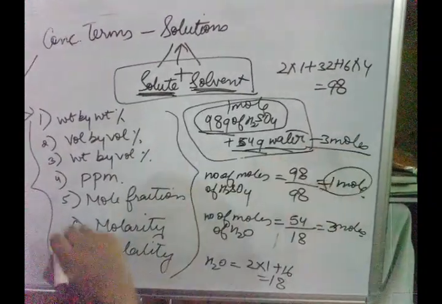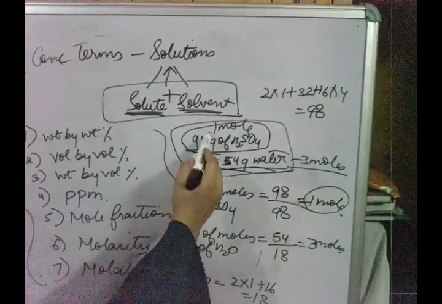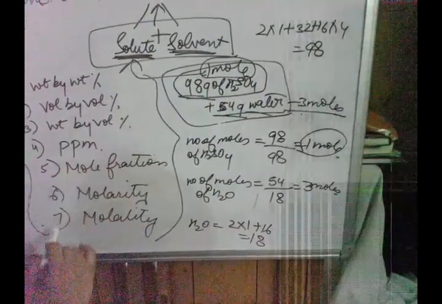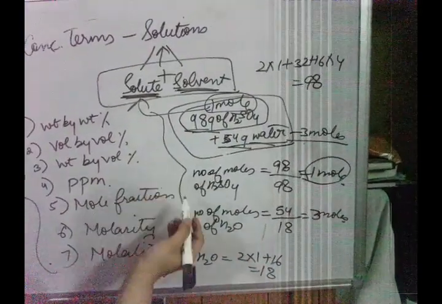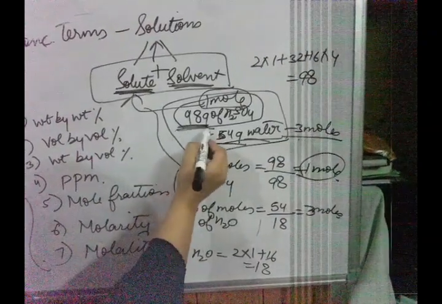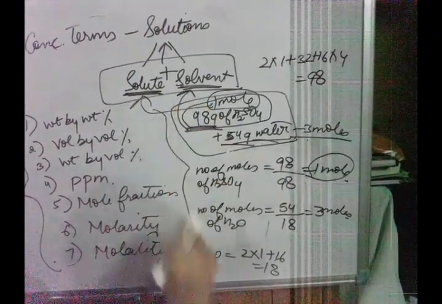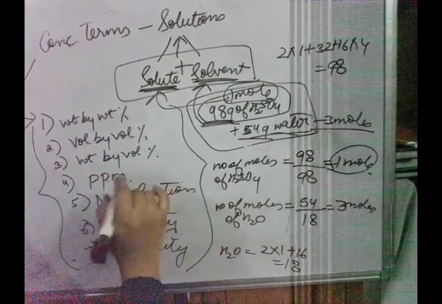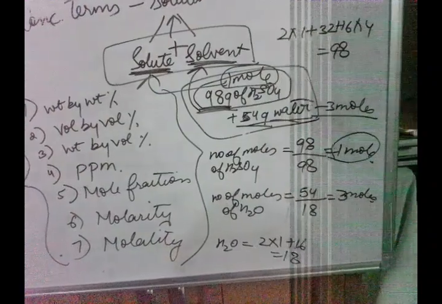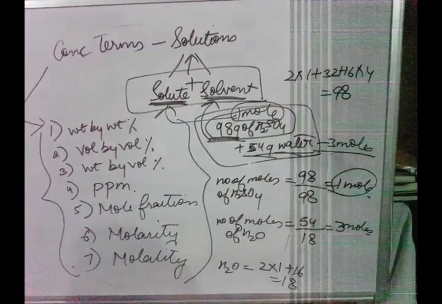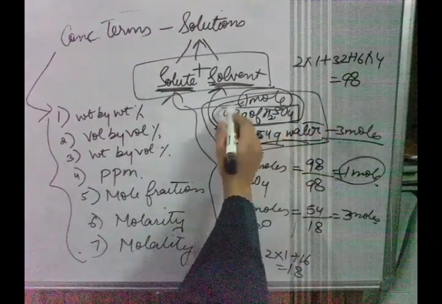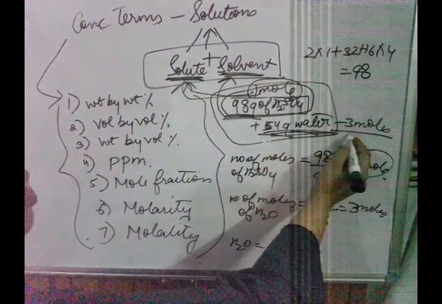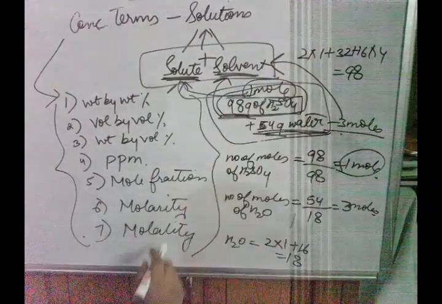If you see 1 mole or 3 moles, 1 mole is less in number, less in quantity, that would be the solute. If we initially see 98 gram and say it is the solvent, that would be incorrect. So first find out the number of moles, then decide which is solute and which is solvent. So this is 1 mole, less in number, this is solute. This is 3 moles, this is solvent.